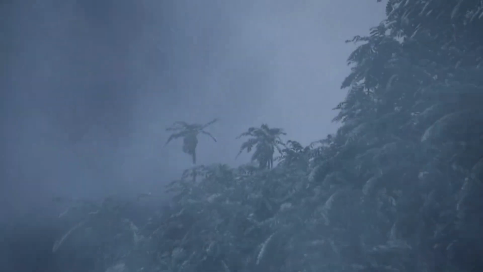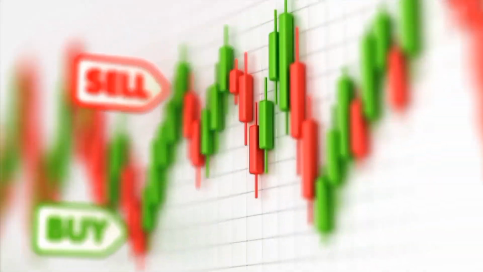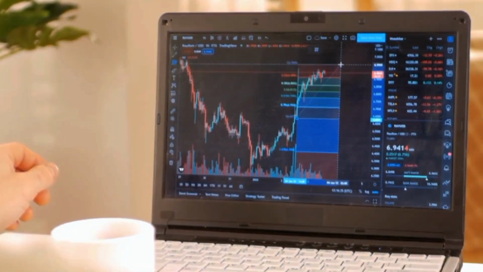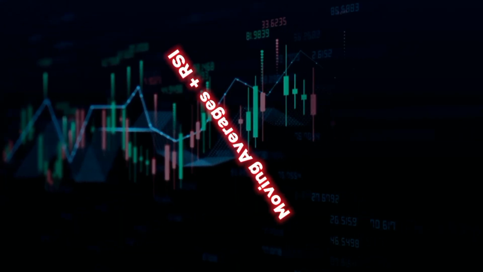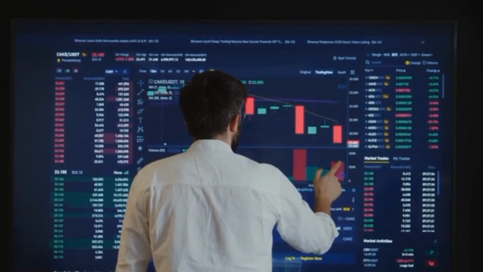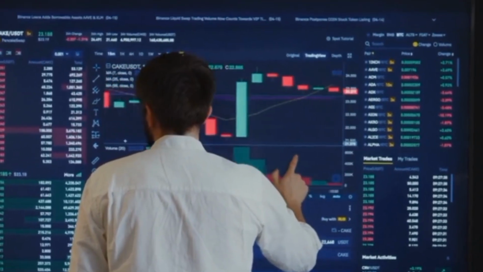Just like a sudden thunderstorm that strikes without warning, the market can change direction in an instant. But what if you could predict these shifts before they happen? That's where the power of combining moving averages and RSI comes in. This strategy works for both beginners and experienced traders.